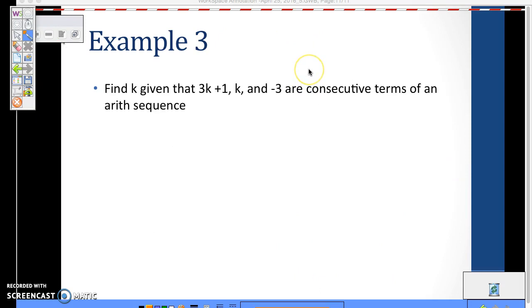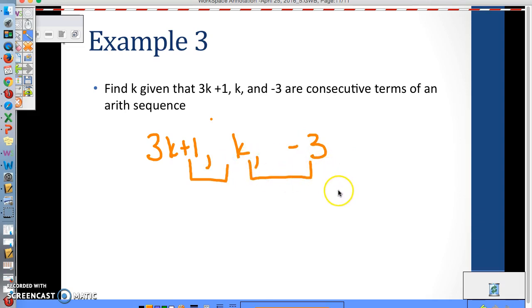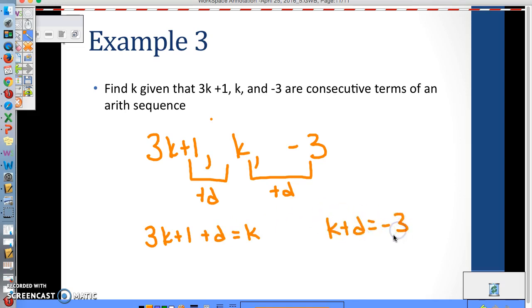So let's take a look at this next example here. We have these values here, and find k given that they are consecutive terms in an arithmetic sequence. So let's see, 3k plus 1, k, and negative 3. So we're adding some sort of difference here to get that value. So we know 3k plus 1 plus d equals k. And what else do we know? We know k plus d equals negative 3.